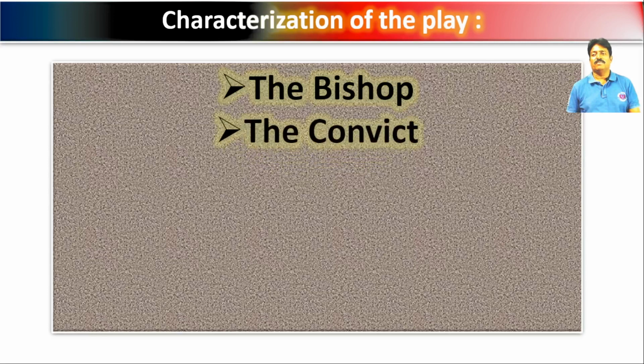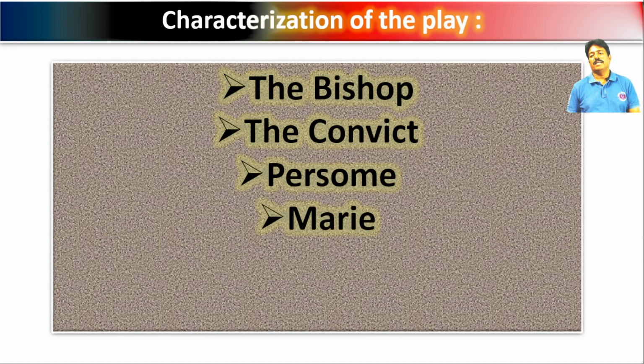The first and foremost character, or the main character, is the bishop. His name is not mentioned in the entire play. Likewise, we have another character, the convict. His name also is not mentioned in the play. We just call him a convict. Followed by these two characters, we have a lady character, Persome. She is the sister of the bishop. Then another minor character is Mary. She is the cook of the house of the bishop.